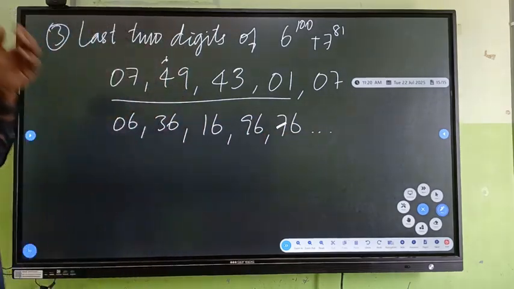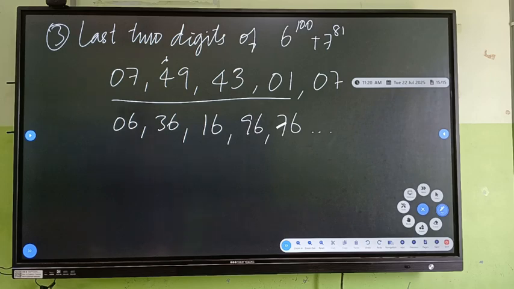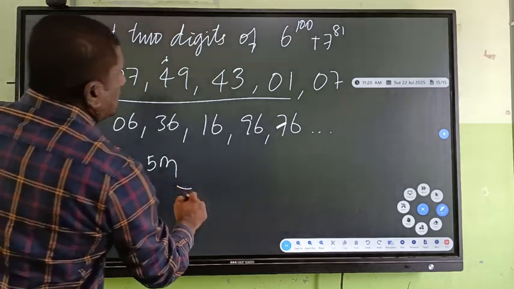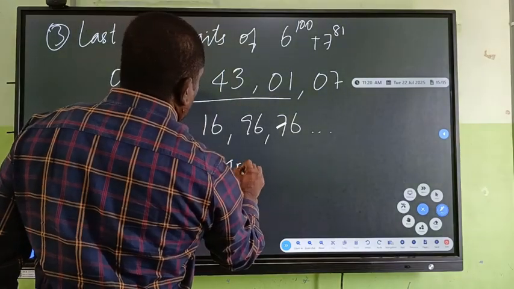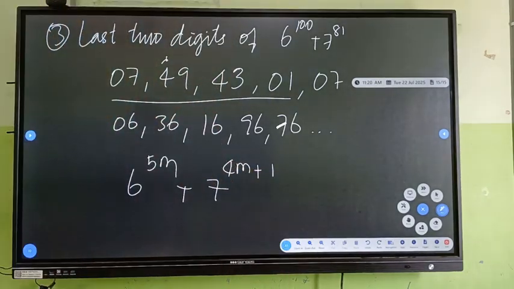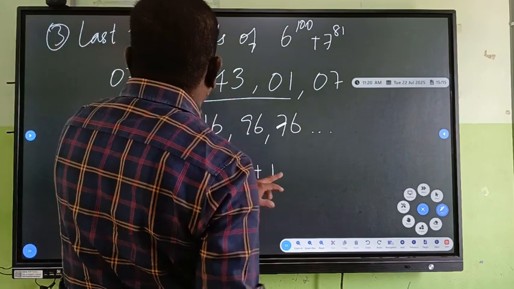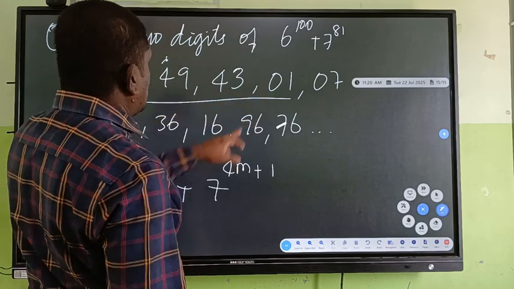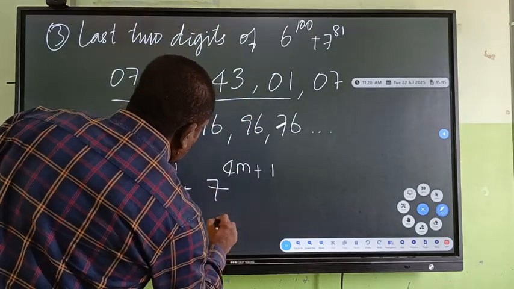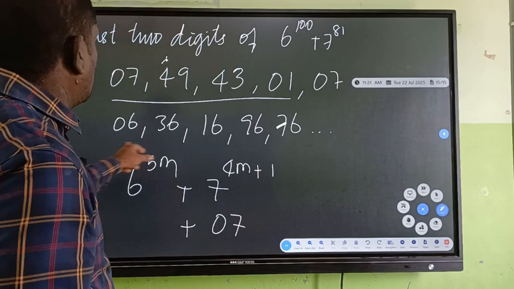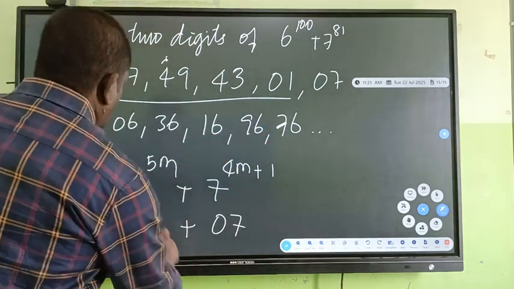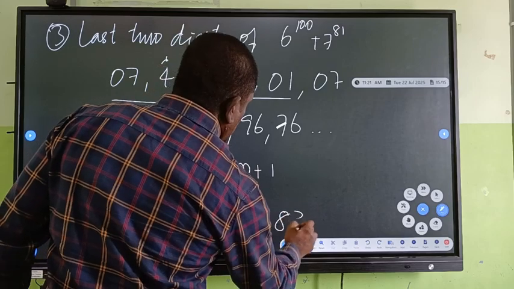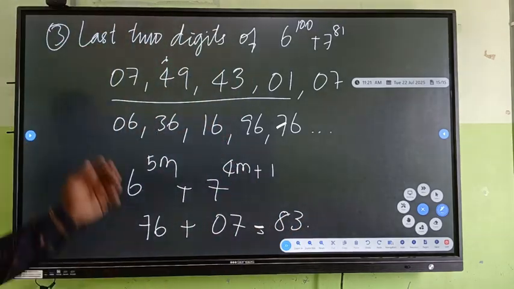So here, if I divide this by 5, 6 power 100 can be written as 6 power 5m, plus 7 power 81 can be written as 7 power 4n plus 1. So 1 is remaining, and the cyclicity of 7 is 4. Since there is 1 remainder, I will take the last number as 07, plus here the 5m gives 76. So 76 plus 07 is equal to 83. This is the last two digits of 6 power 100 plus 7 power 81.